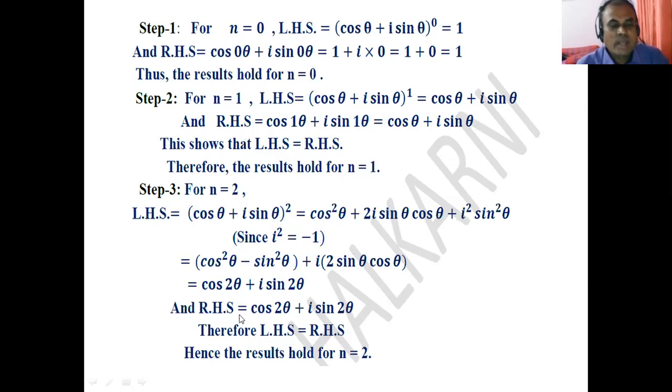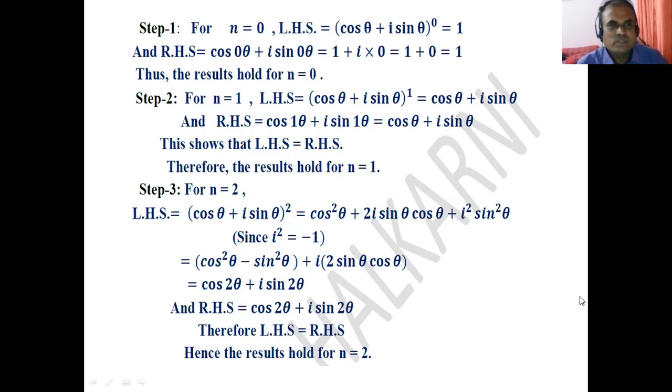Now the RHS: cos of n theta plus i sin of n theta, with n equal to 2, is cos of 2 theta plus i sin of 2 theta. So this is RHS. So LHS equals cos of 2 theta plus i sin of 2 theta, and RHS equals the same value, cos of 2 theta plus i sin of 2 theta. And therefore LHS equals RHS. This shows that the theorem is proved for n equal to 2.